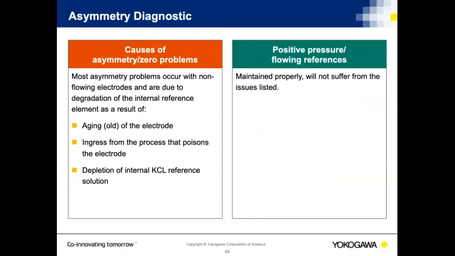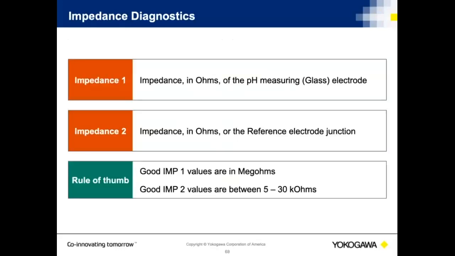Causes for asymmetry: aging of the electrode, ingress of the process that poisons the electrode, depletion of the internal potassium chloride solution, all can be issues. As stated before, a simple FU20, which is a combination electrode, is going to have a fixed amount of life, as is an FU24 combination electrode. Whereas when I take a Bellomatic electrode, which I can refill, it's going to have additional life associated with it that I'm not going to get out of a combination electrode.